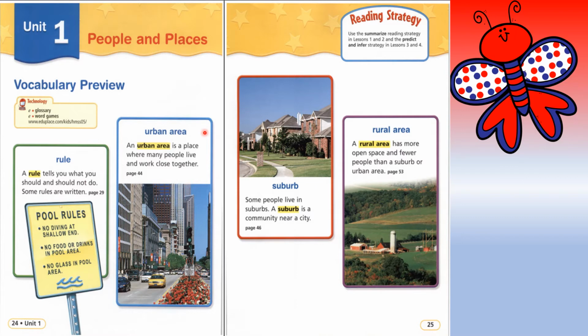Urban area. An urban area is a place where many people live and work close together. Suburb. Some people live in the suburbs. A suburb is a community near a city. And our last word is rural area. A rural area has more open space and fewer people than a suburb or urban area.